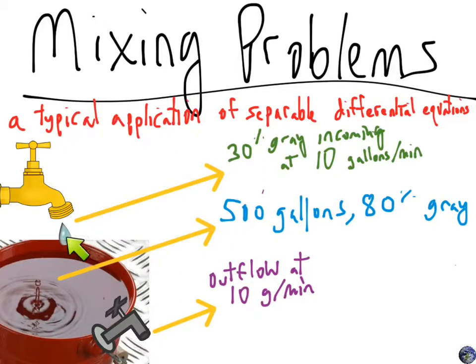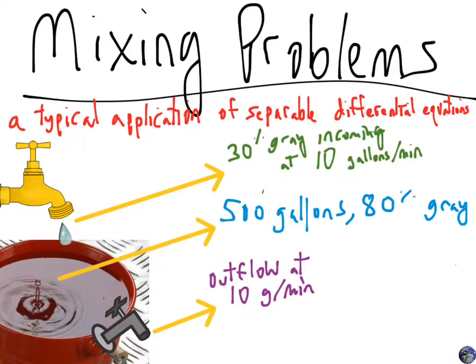Now if you think about it intuitively, what's going to happen is it's going to start out 80% gray. So that first split second when it comes out, it's coming out pretty dark. But then as time goes on, as you get this 30% mixture coming in, this is going to get more and more like the 30%. It'll never be completely 30%, because there'll always be that little bit of darkness that's still left. But it'll get closer and closer to the 30%.